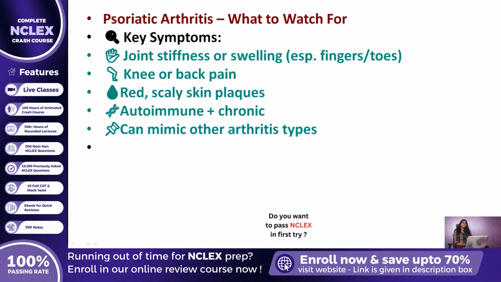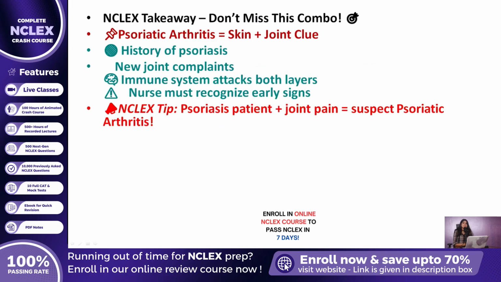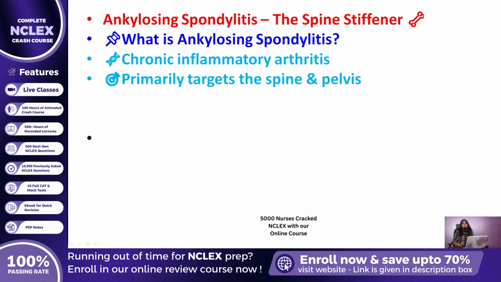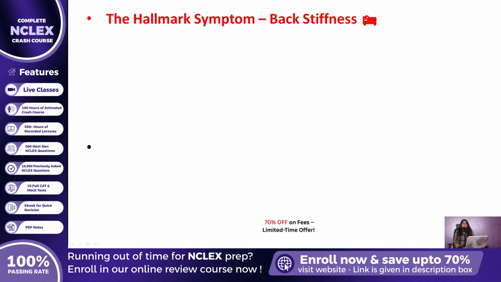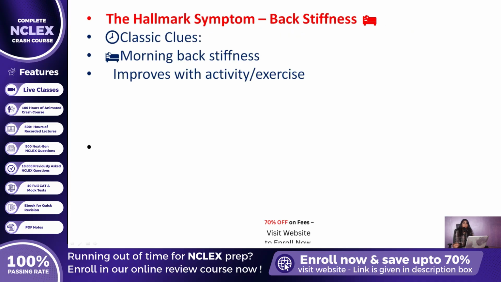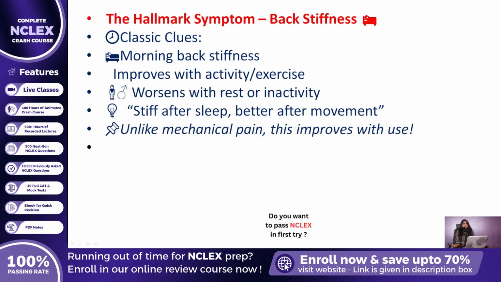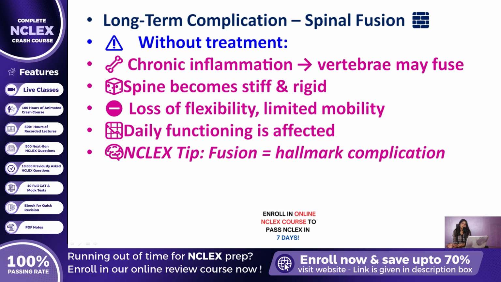Moving on to ankylosing spondylitis. This one primarily affects the spine and pelvis, and it is most common in young males. The hallmark symptom is chronic back stiffness that improves with physical activity but worsens with rest, especially first thing in the morning. What makes this condition particularly concerning is that, over time, if it is not properly managed, the inflammation can lead to the fusion of the vertebrae. That means the spine can actually stiffen and lose its natural flexibility, making it hard for the person to bend or move freely.